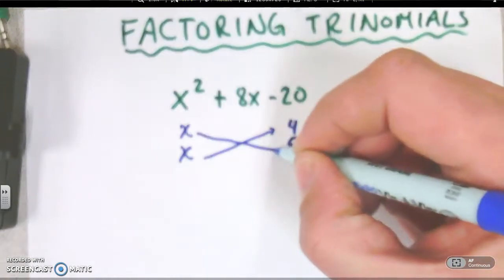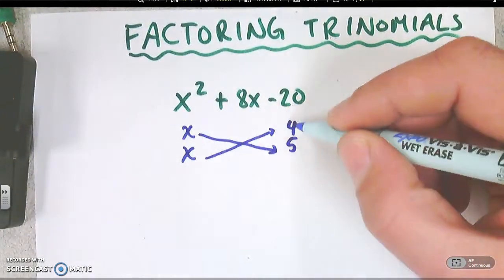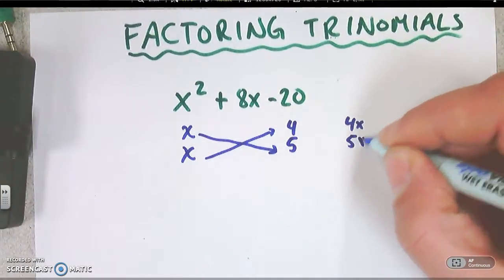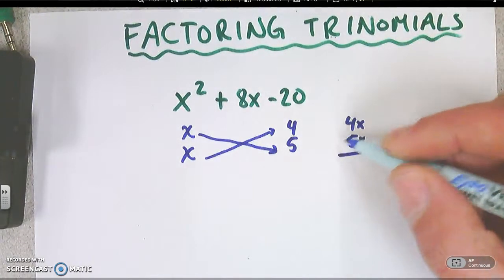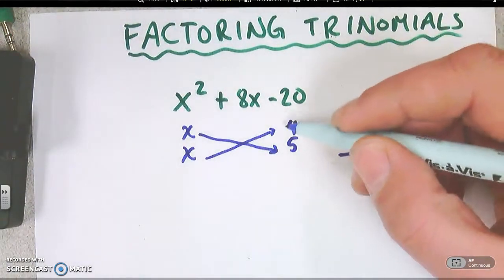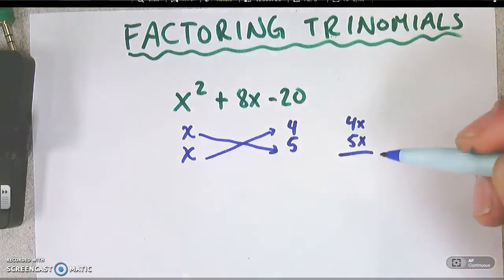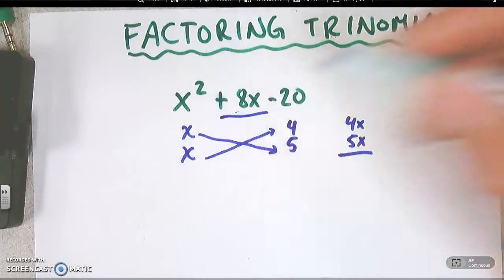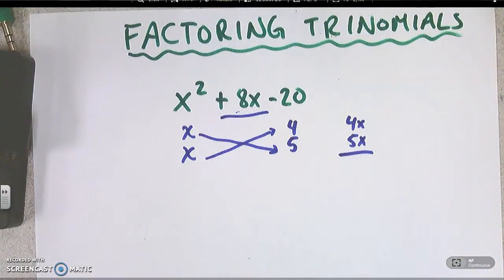If you multiply the cross product, the 4x, the 5x, that's never going to give you 8. Furthermore, in order to get negative 20, one of these would have to be negative. But it doesn't really matter which one's negative because they're not going to give you our middle term of 8. That's the key to this process.